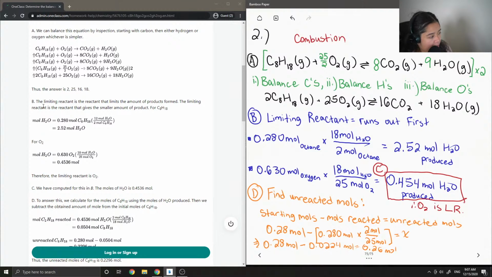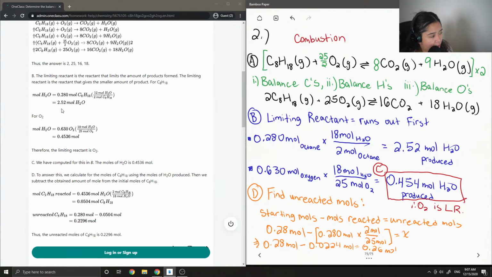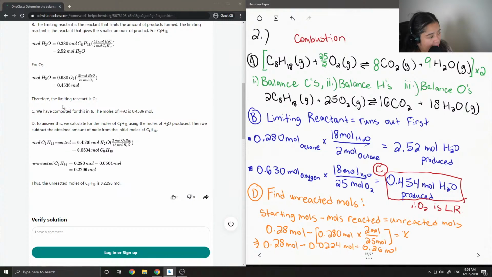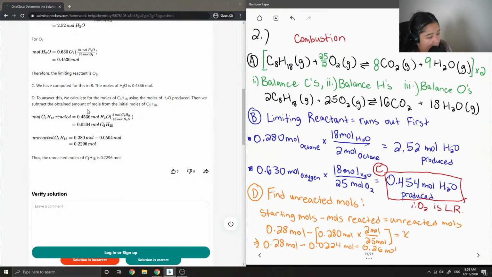B, the limiting reactant, is the reactant that limits the amount of products formed. The limiting reactant is the reactant that gives the smaller amount of product. For octane, we have 2.52 moles of hydrogen produced, or water produced. And then for oxygen, they have 0.4536 moles. Therefore, the limiting reactant is oxygen. We have computed this in B. Yep.